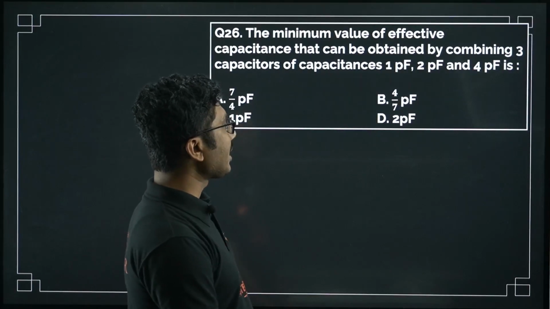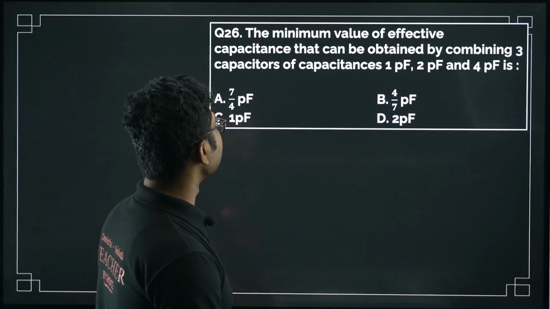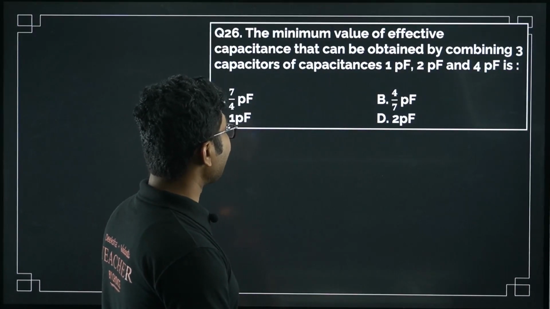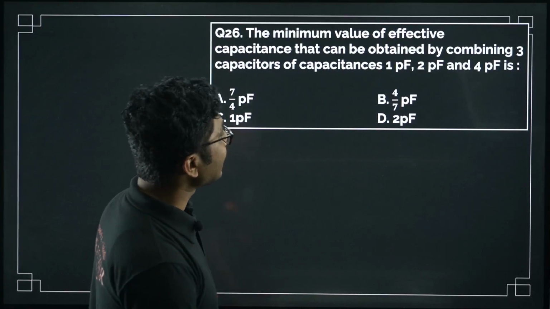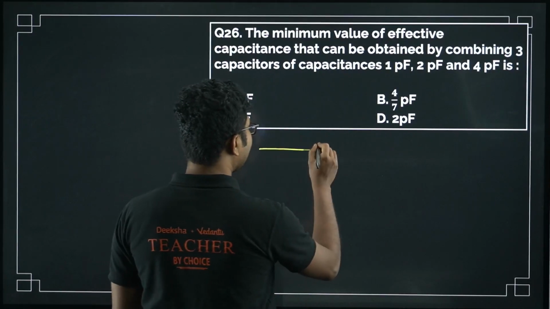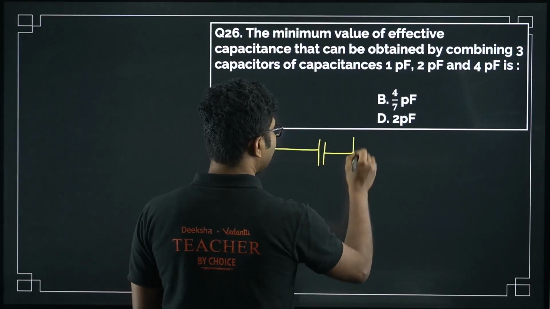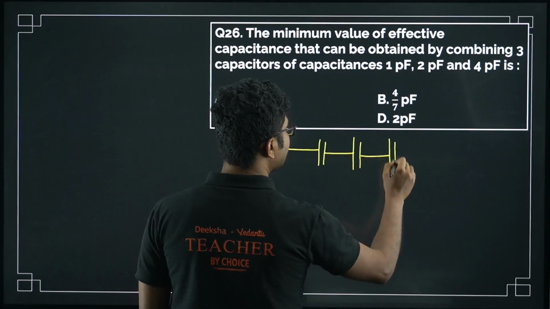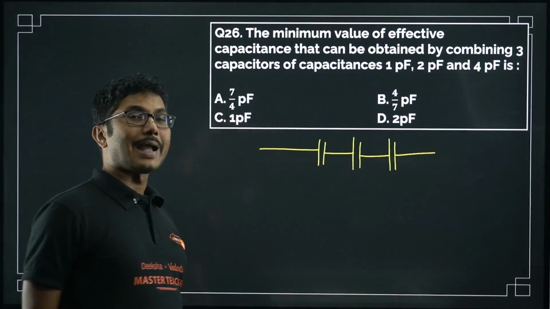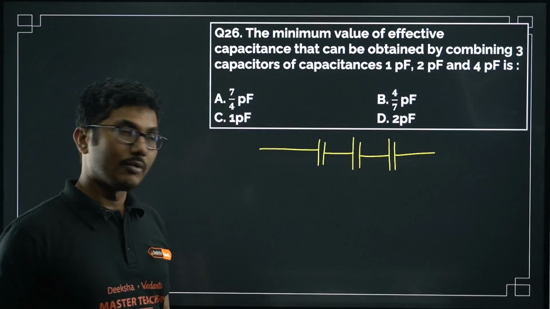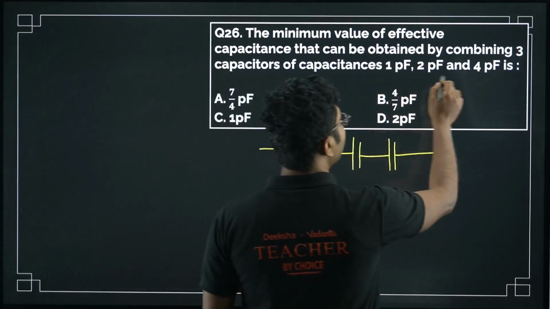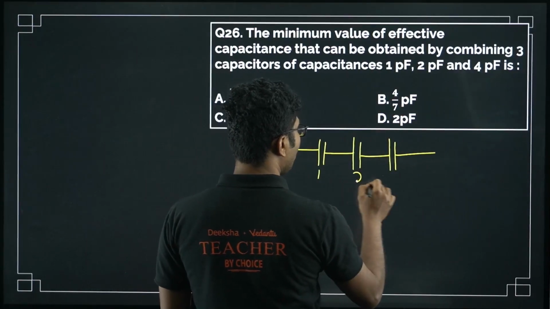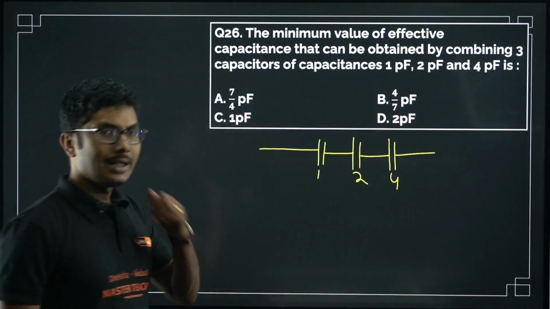Capacitance is 1 picofarad, 2 picofarad and 4 picofarad. So, minimum value of effective capacitance means they are connected in series only. Whenever it is minimum, they are connected in series. Whenever they are considered maximum, it will be connected in parallel. Okay, so 1 pico, 2 pico, 4 pico. They are all connected in series.